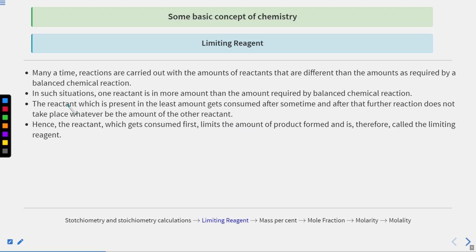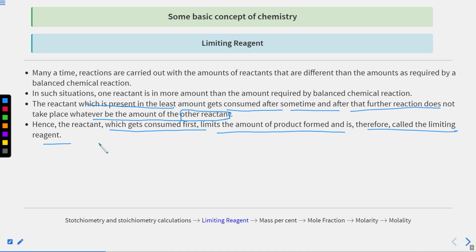The reactant which is present in least amount gets consumed after some time, and after that further reaction does not take place, whatever the amount of the other reactant taken. Hence the reactant which gets consumed first limits the amount of product and is called a limiting reagent. This is also a very good statement. The reactant which gets consumed first and limits the amount of product being formed is called the limiting reagent.